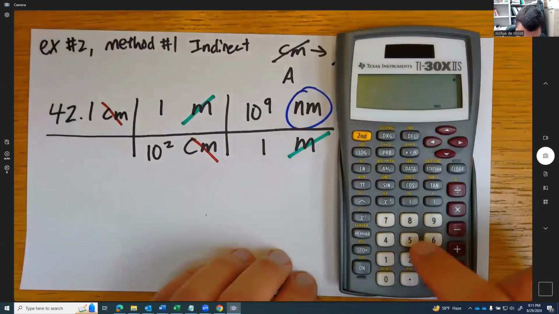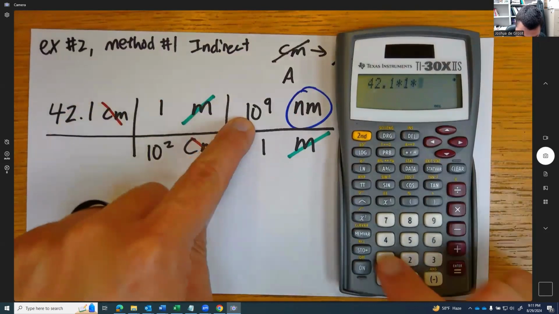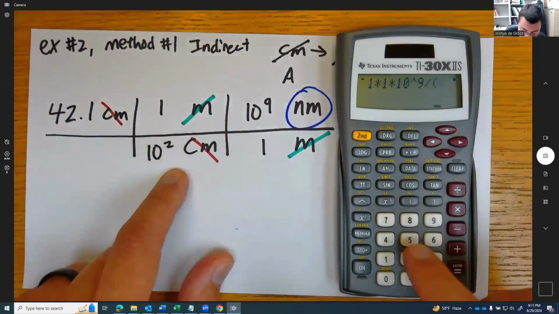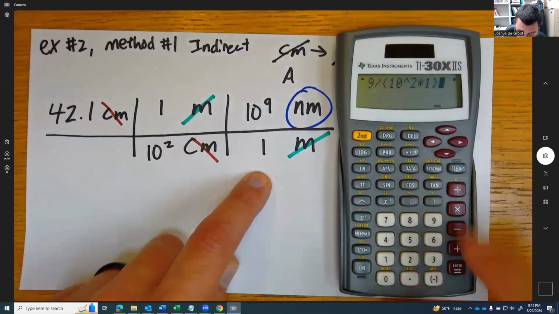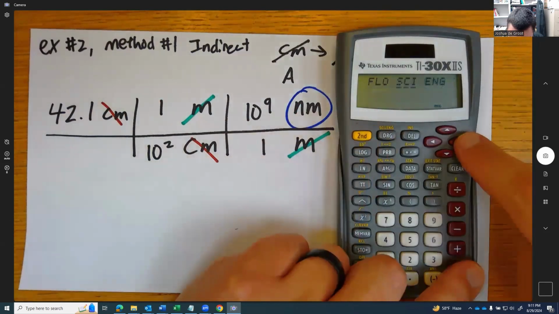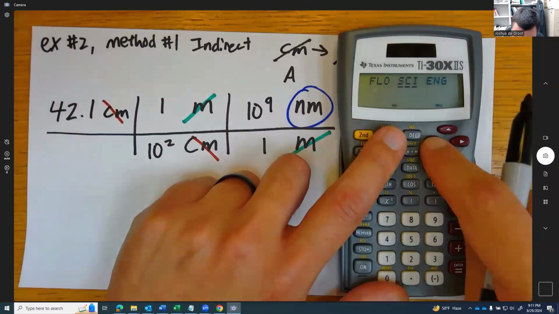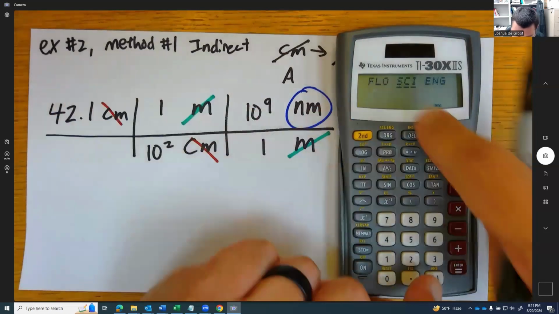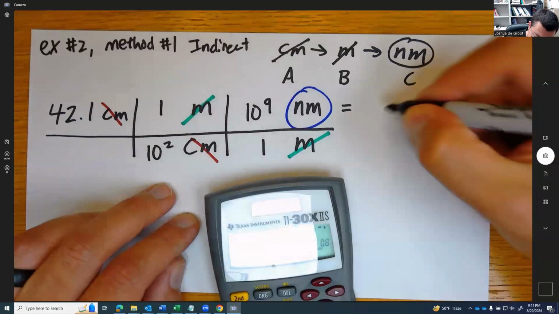All right, so we go 42.1 times 1 times 10 to the 9. Divide, I'm going to open a parentheses, 10 to the second power times 1, close parentheses, hit equals. Oh, man. Let's see if I can scientific that. If you're wondering how I did that, second, engineering, I don't even remember what that stands for, but I go to scientific. Okay, so 4.21 times 10 to the 8th power.